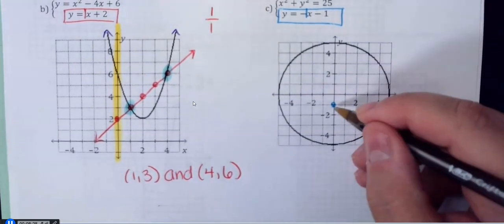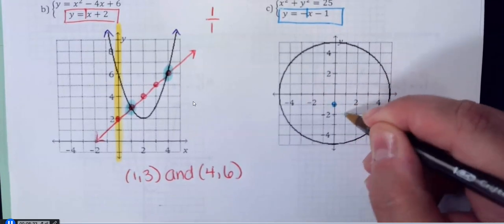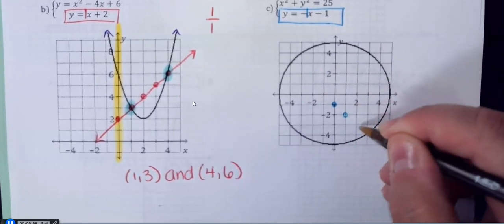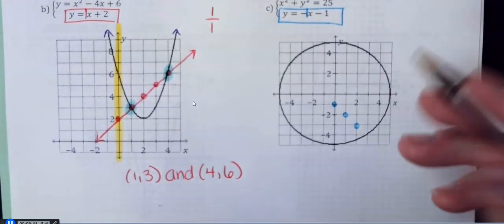Perfect. Okay, we're going to go, if it's negative, just go down and right. So I'm just going to go down 1, over 1 to the right. Down 1, over 1 to the right. If you have a negative slope, it should go down from left to right. If you have a positive slope, it should go up from left to right.